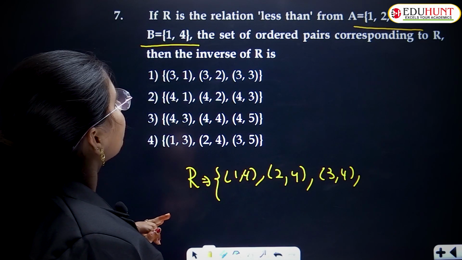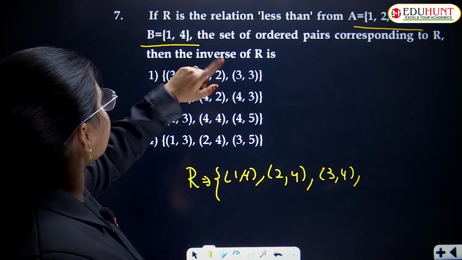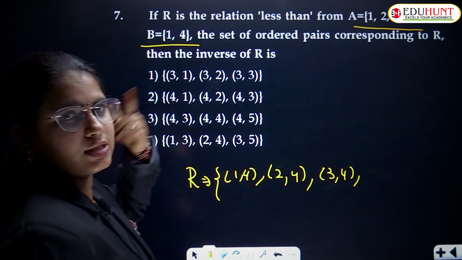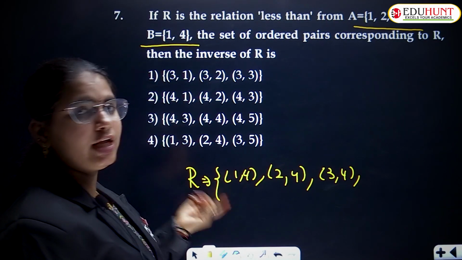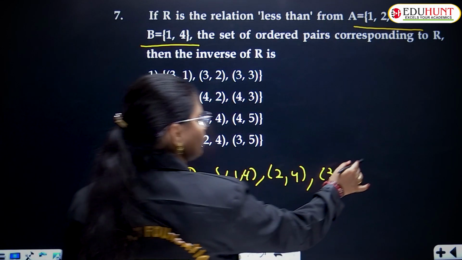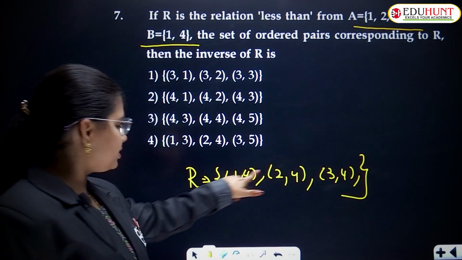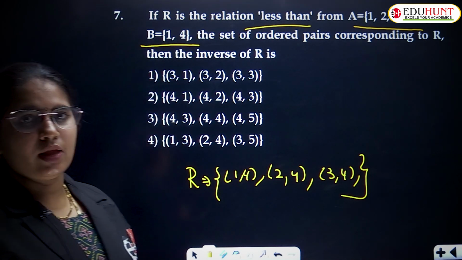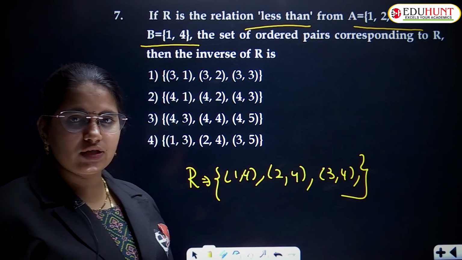(3, 1) not possible. (3, 4) is possible. (4, 1), 4 is bigger, it is not possible. (4, 4) equal, not possible. Obviously 5 is not possible. So x is less than y, because they gave you the condition 'less than'. So you have to create such a relation, right?